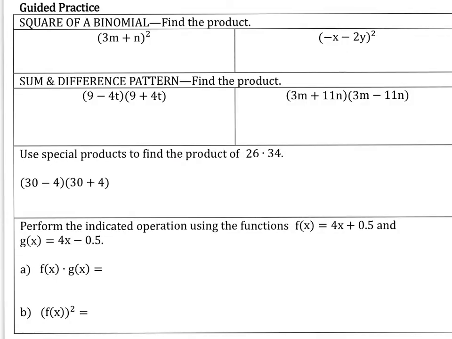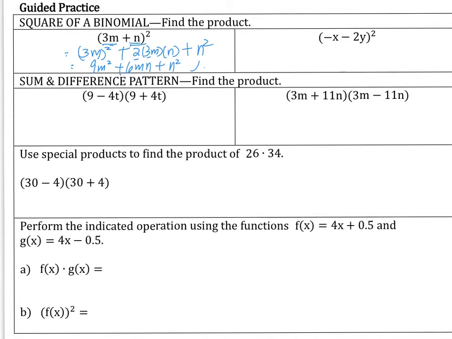Okay, now we're going to practice a few problems using the square of a binomial. So for this first one here, we look at the first term of this binomial and we square it. And then we're going to have to take 2 and multiply it to the first term, 3m, and then to the second term, n, and then square n. And then we can further simplify this as 9m squared plus 6mn plus n squared.